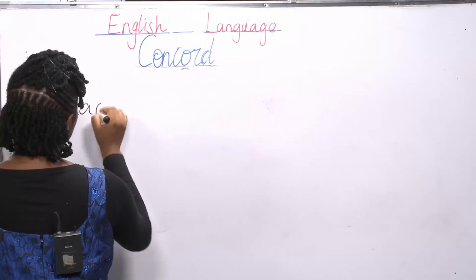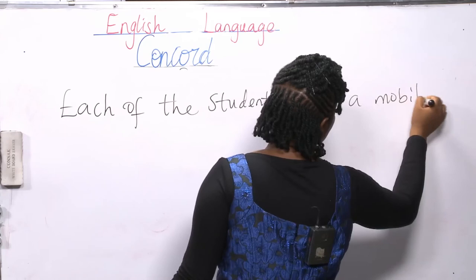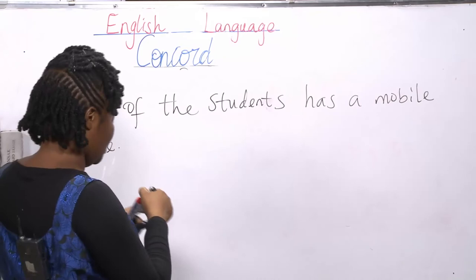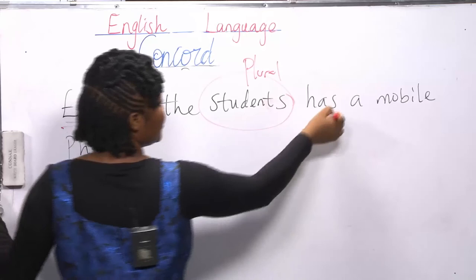Example: each of the students, not each of the students have. Each of the students has, not have. A plural noun, a singular verb. So each of the students has a mobile phone. So take note of that. Whenever you use each of, then you have a plural noun and a singular verb.